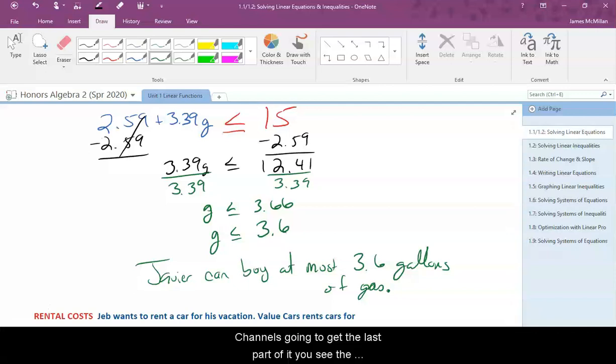All right. I'm also going to skip this last problem that you see at the bottom for the sake of time, but I hope this has been a good review of solving linear equations and inequalities.